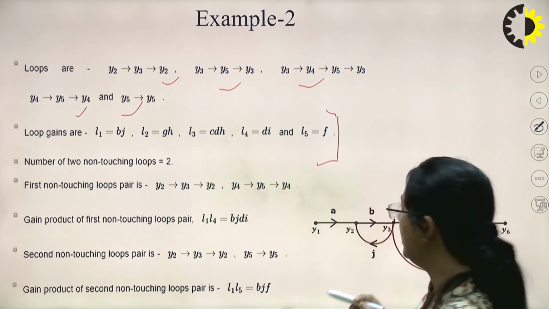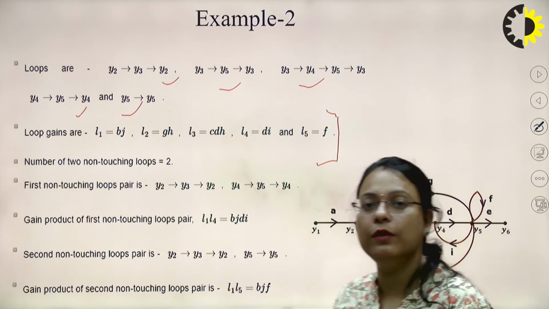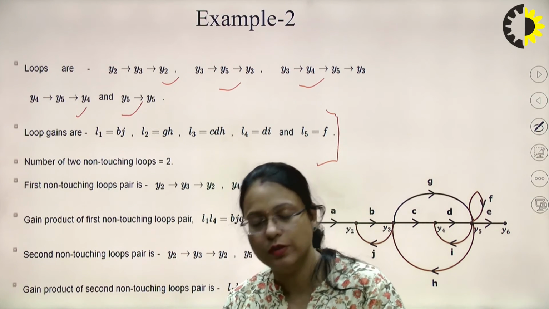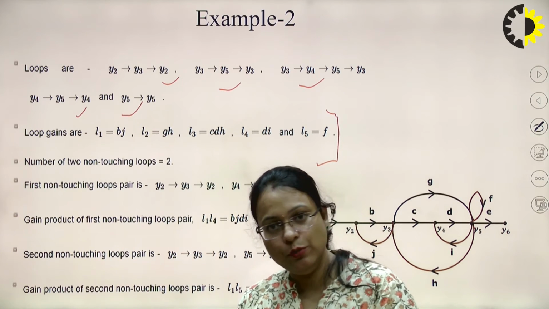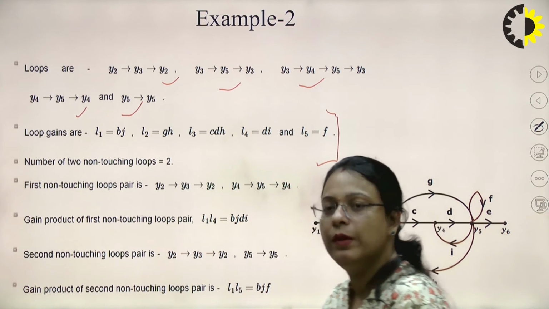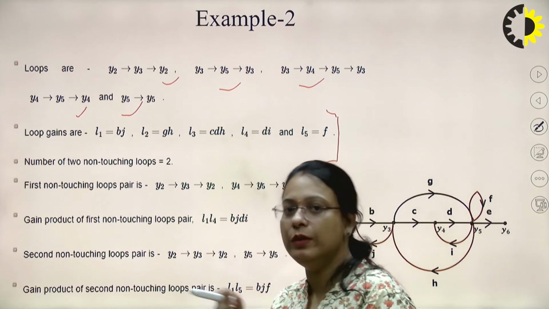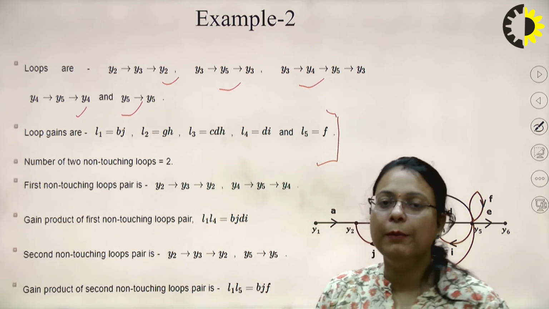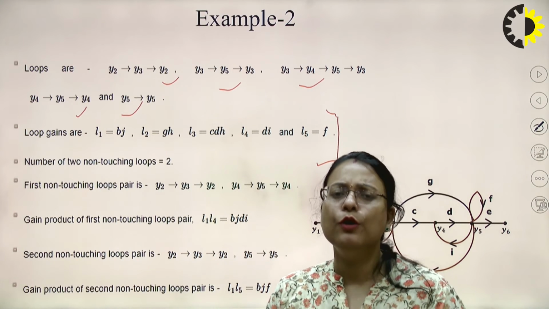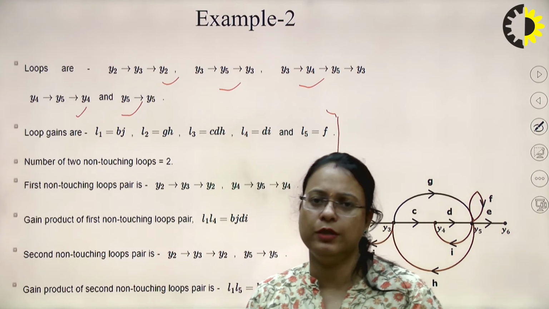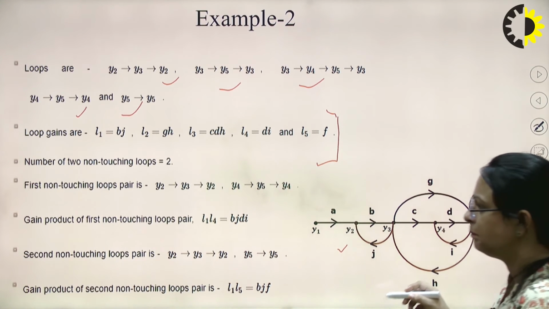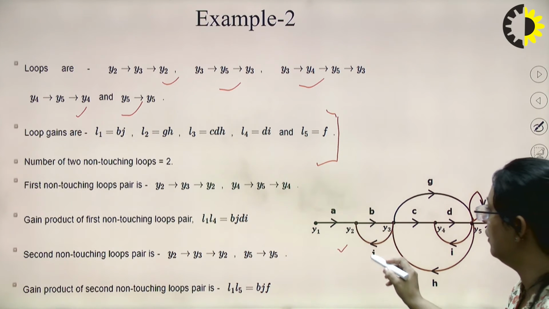So now to see how many loops are not touching each other, we have to take into consideration the 2 non-touching loops and 3 non-touching loops here, and then we'll move further. If there is a 3 non-touching loop, then we'll see for the 4 non-touching loops. But if 3 non-touching loops do not exist, then there is no need to look for 4 non-touching loops.